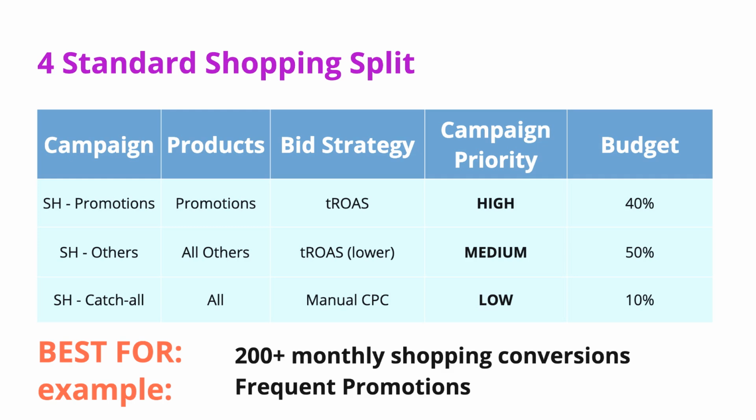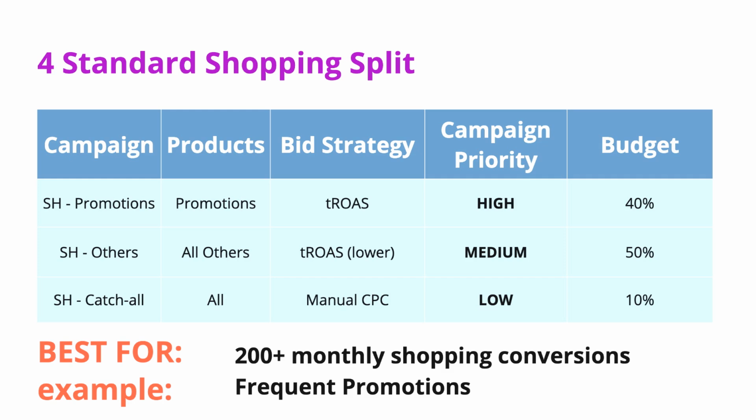Set a higher ROAS target here since these items perform better. Use 50% of your budget for your remaining products campaign. Set a slightly lower ROAS target for these items to keep a good balance between sales and costs. Create a catch-all campaign for all products, but set very low bids and use manual bidding. This helps catch any potential sales opportunities you might miss with your other campaigns.